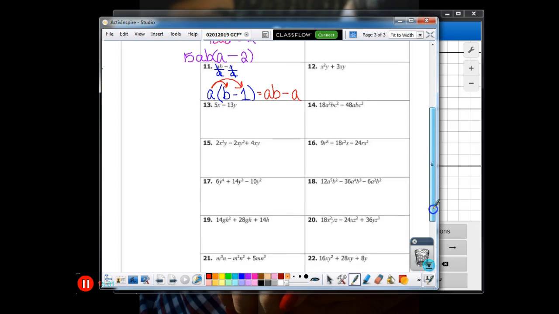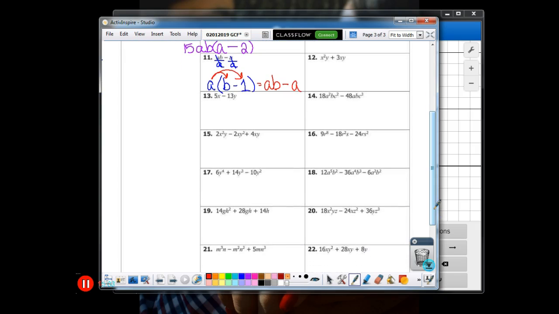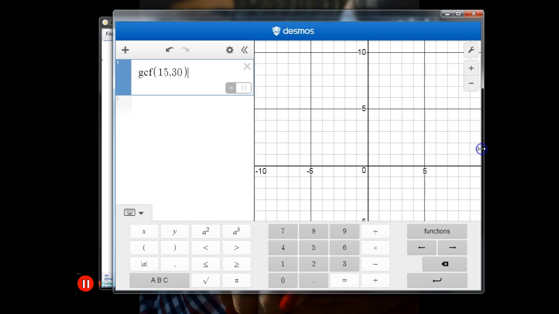Alright. Now I'm going to jump to number 17. Or real quick, I want to show you number 13. Number 13, okay. So 5 and 13. So I'm going to check my coefficients, 5 and 13.